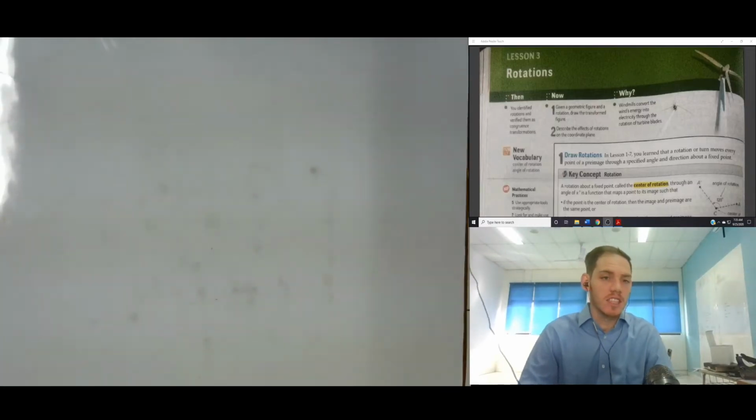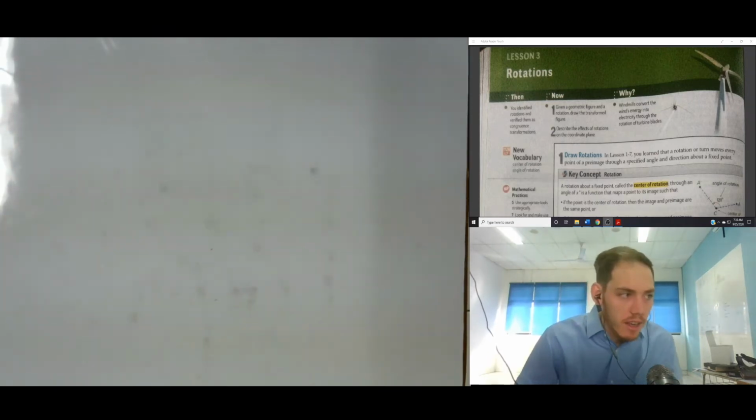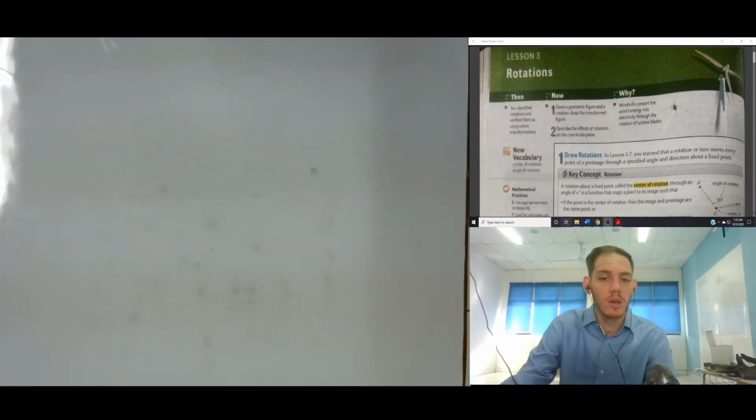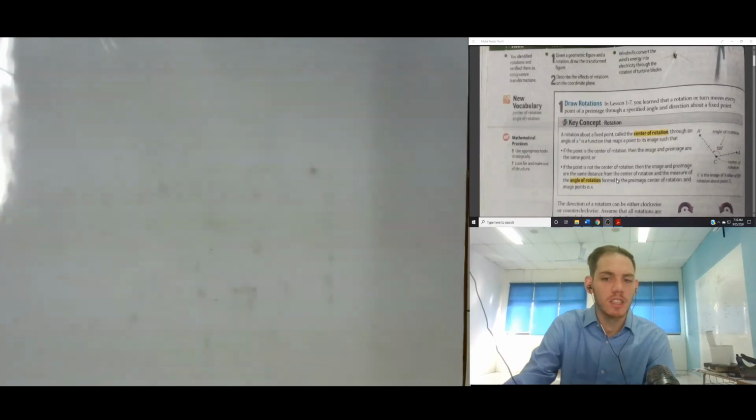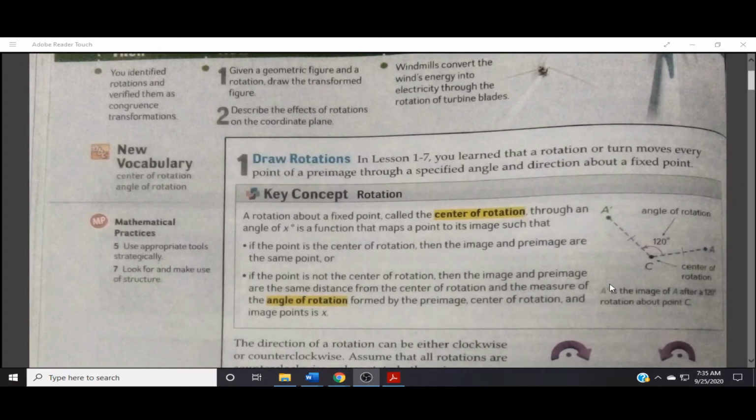We're going to be covering 3.3 and 3.4. So we're going to talk about rotations, and we're going to be talking about the composition of transformations. To have a rotation, you need a fixed point that starts us off. Let's look at the book real quick. Most of this will just be talking about the book, and then we'll look at some examples.